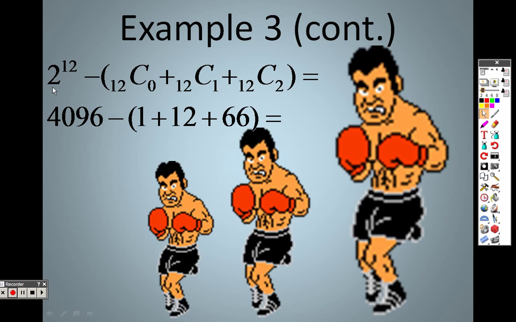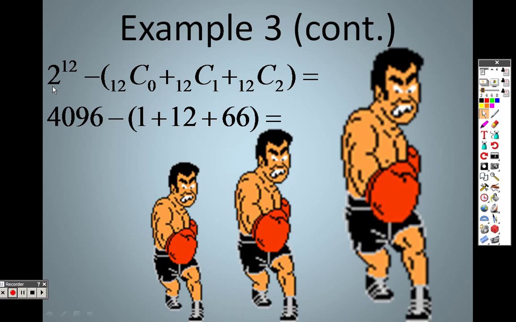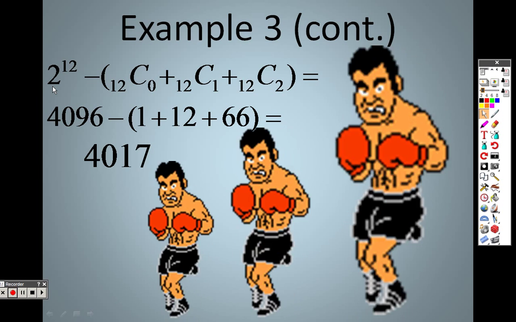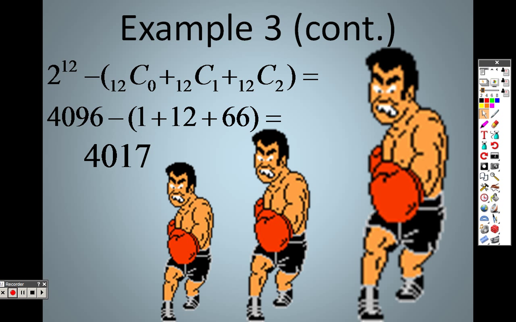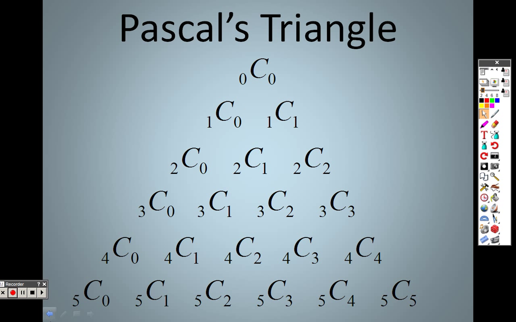I got the total again because there were 2 different choices out of 12 different plays, and you end up with 4,017. When we come back here, we'll take a look at Pascal's triangle in order to solve the binomial theorem.